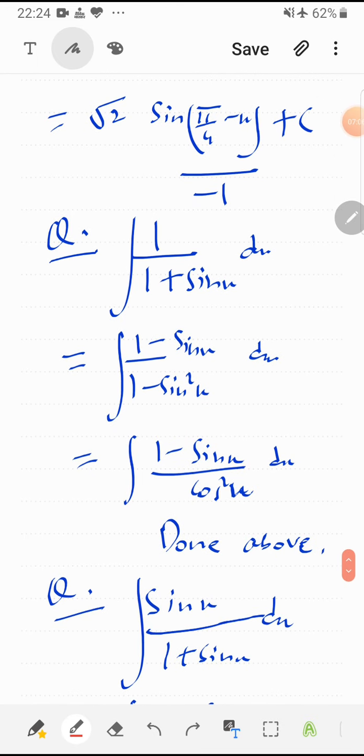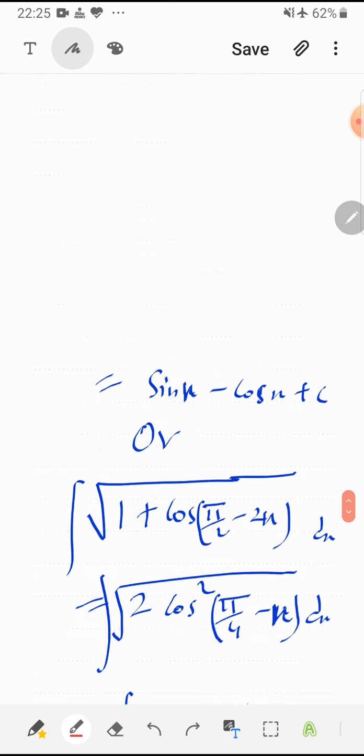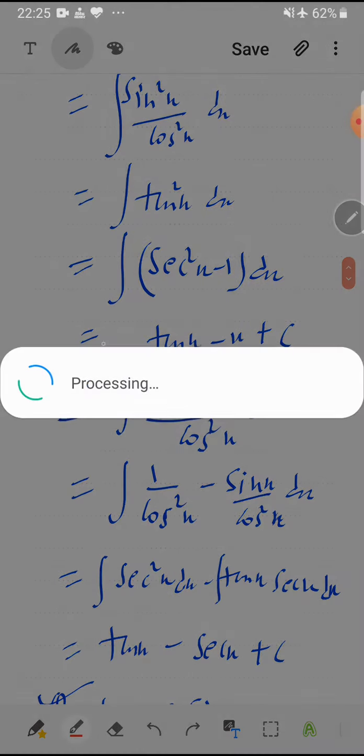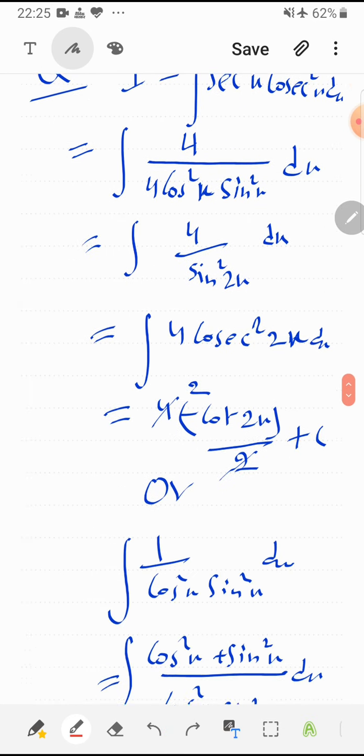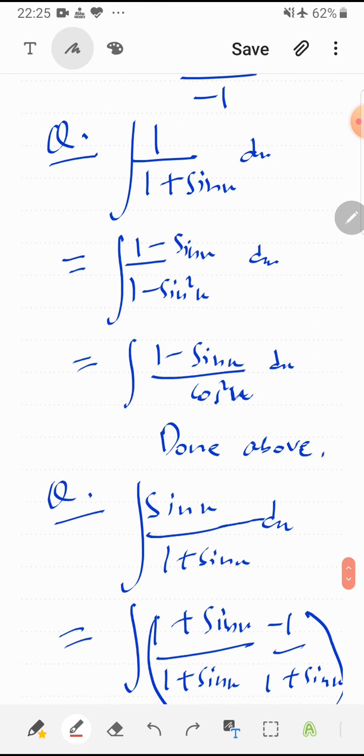Next question is 1 upon 1 plus sin x. So again we can multiply and divide this by 1 minus sin x. So the denominator is 1 minus sin square x, and after that we can proceed like the question which we have done above. We have done the same question here, so we can do these steps again, so that this question can be done in a similar manner. So I am leaving it here.